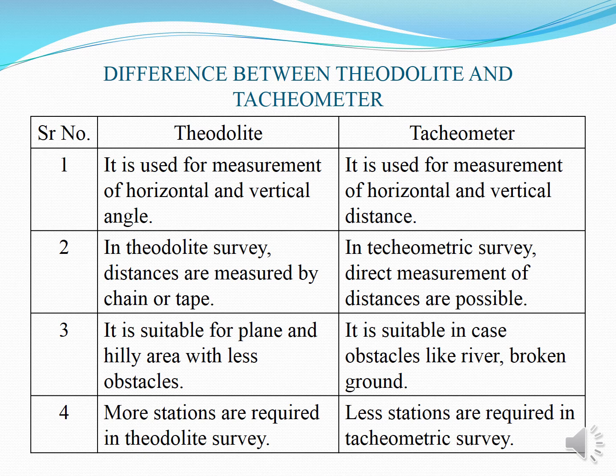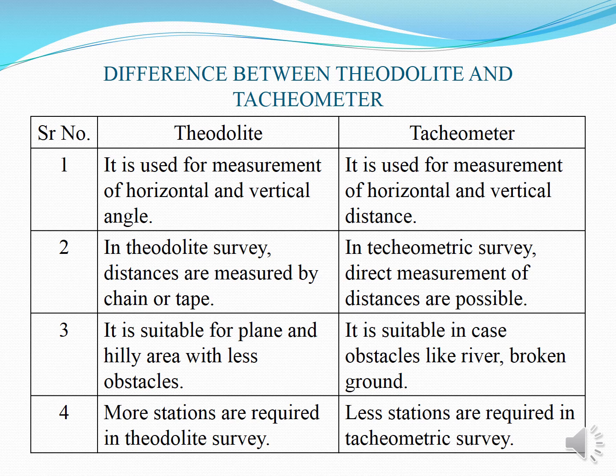Then the next point is the difference between theodolite and tachometer. See this difference. The first point is that the theodolite is used for the measurement of horizontal and vertical angles, while the tachometer is used for the measurement of horizontal as well as vertical distances. This is the first main difference between theodolite and tachometer.